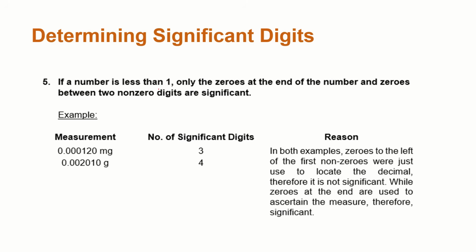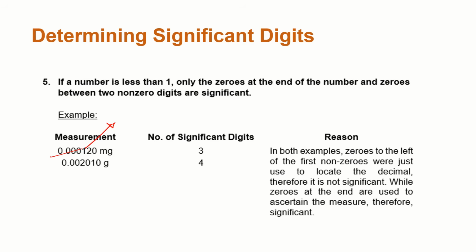So if a number is less than 1, only the zeros at the end of the number and zeros between two non-zero digits are significant. So for example dito, meron tayong 0.000. Ito yung first non-zero digit natin. So ibig sabihin, dun sa isang rule natin, zeros to the left of the first non-zeros are not significant. So ito, these are not significant. However, zeros to the right.